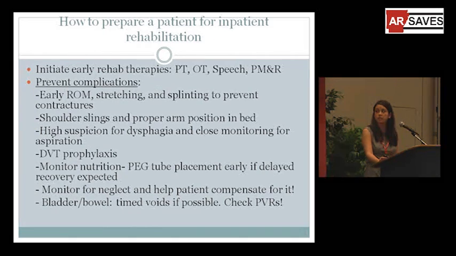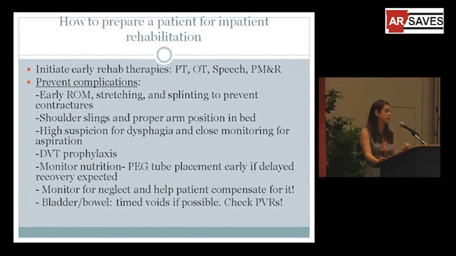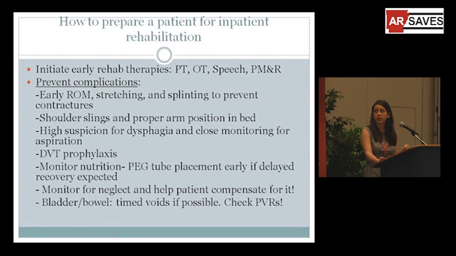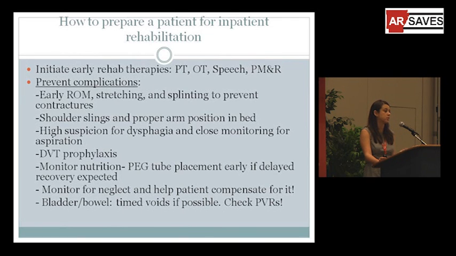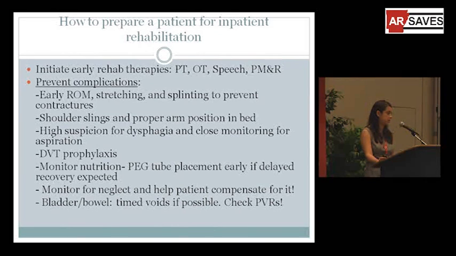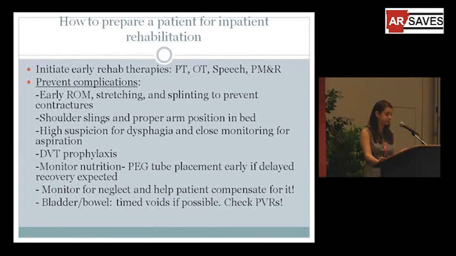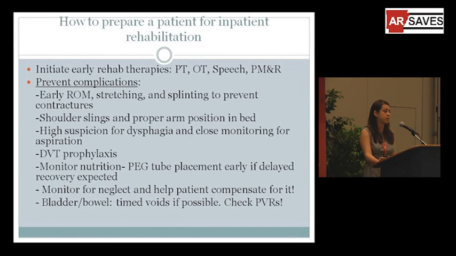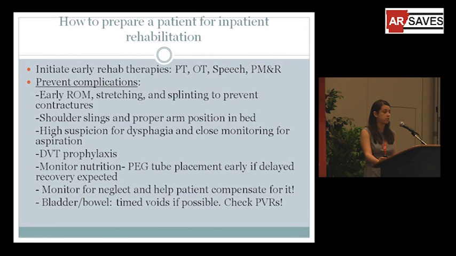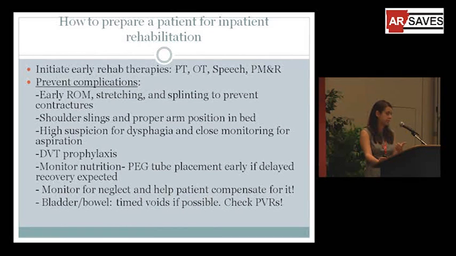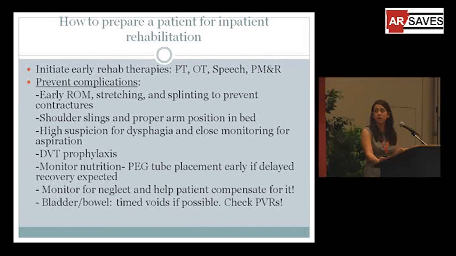And so just to summarize some things that can be done from the acute setting to help facilitate the rehab process. You need to initiate the rehab process early. So consultation of physical therapists, occupational therapists, speech therapists, and rehab physicians at the onset or at the admission after stroke is very important to begin the rehab process. You want to prevent complications, so early range of motion and splinting to prevent contractures so that the limbs will be ready to use in the rehab setting.